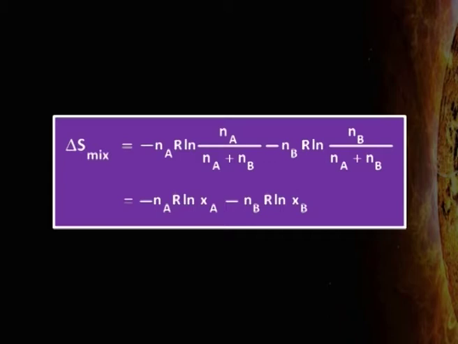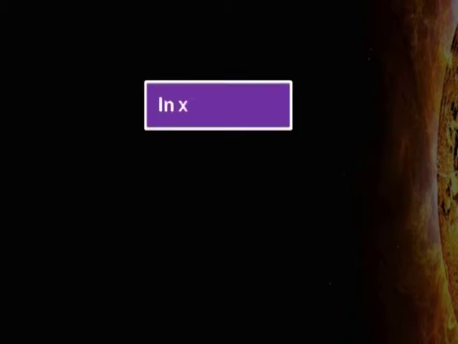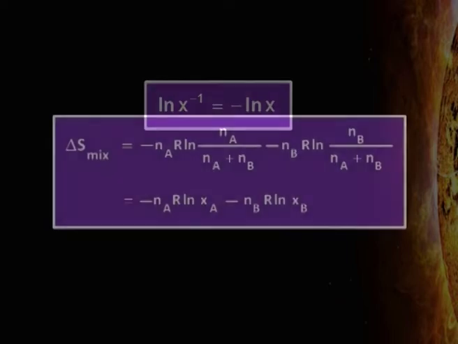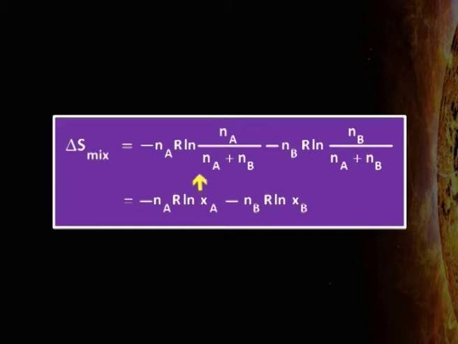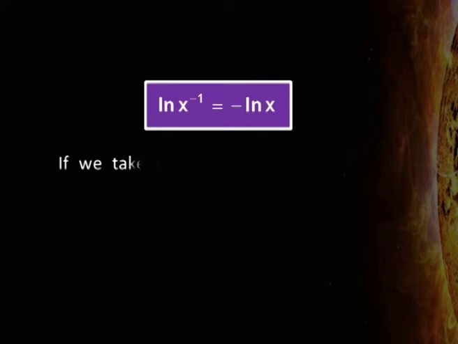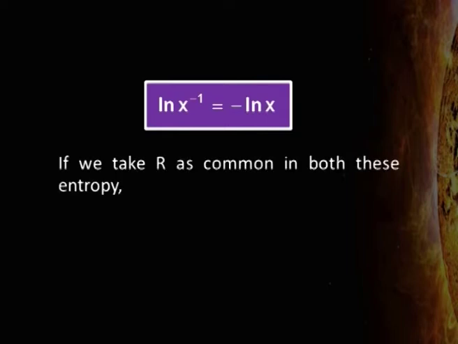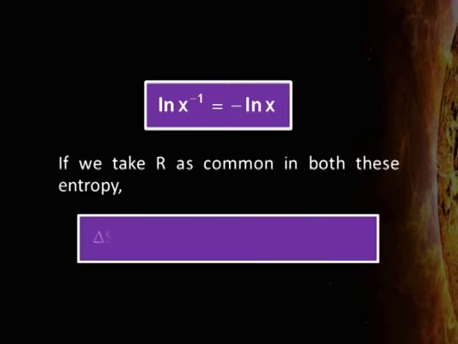which is equal to minus Na R natural log Xa minus Nb R natural log Xb. This we can obtain because natural log of 1 upon x will be equal to minus natural log of x. In this equation, Xa is the mole fraction of the gas A and Xb is the mole fraction of the gas B. Now, if we take R as common in both these entropies, we will get delta S mixing equal to minus R multiplied by (Na natural log Xa plus Nb natural log Xb).